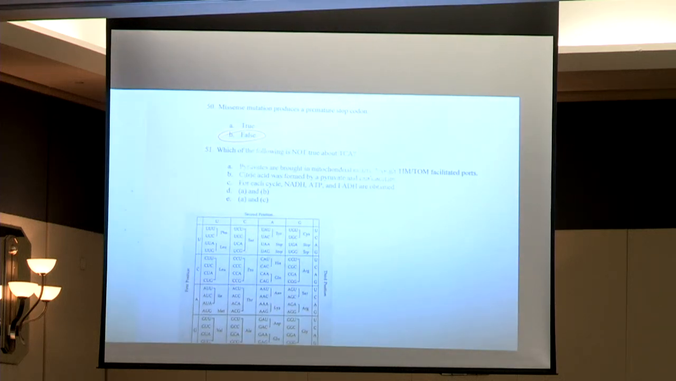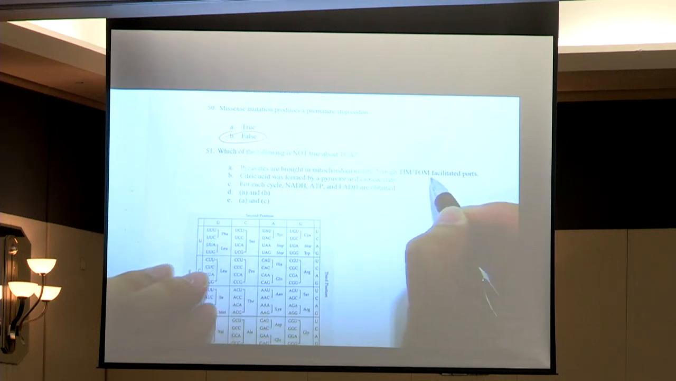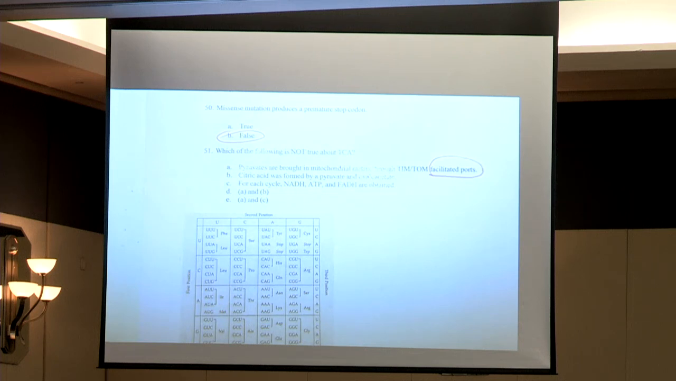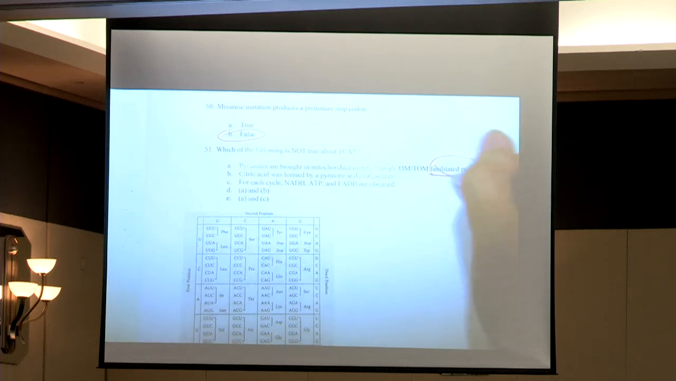So 51. Which of the following is not true about TCA? Pyruvate is brought into the mitochondrial matrix through Tim and Tom facilitated transport. Is that correct? Almost correct. Everything else up to here is correct. What's wrong is this one. Tim and Tom are active transport, so that one is wrong.